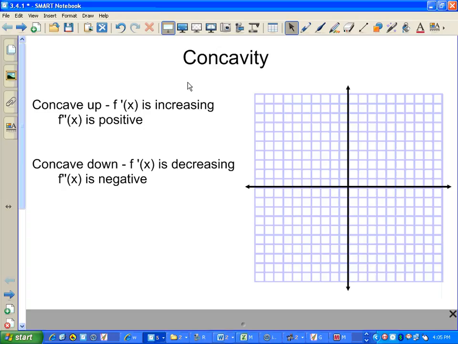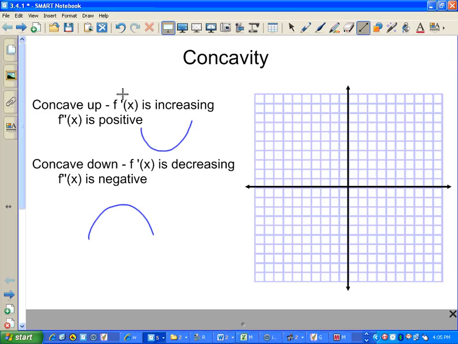Next thing we're going to look at is this thing called concavity. It has to do with concaveness, which is another way you could say concavity. Which way is our graph concave? There's two ways: concave up, which means it's curving up; concave down, which means it's curving down.